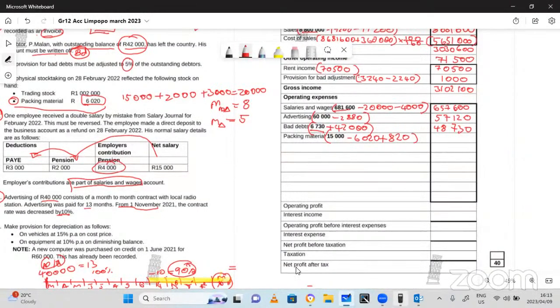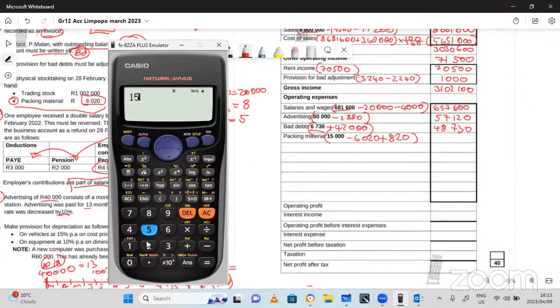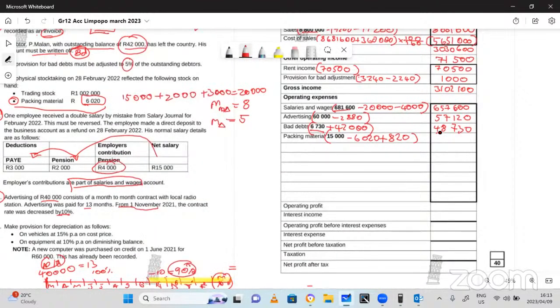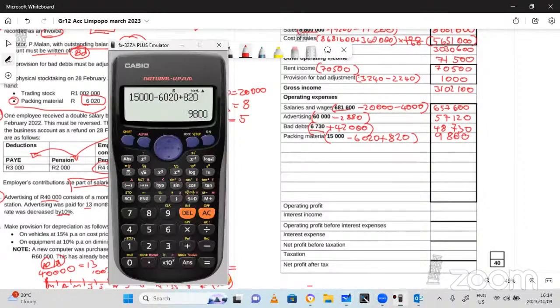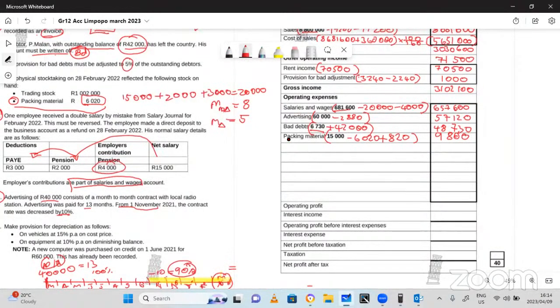We are calculating for packing material used. So let's do the working. We are going to take the 15,000 and subtract your 6,020, which is the packing material on hand, then add the previous closing balance on packing material on hand, which was 820. Then we get what? 9,800 as our new packing material used. Okay, so we are done with the packing material.